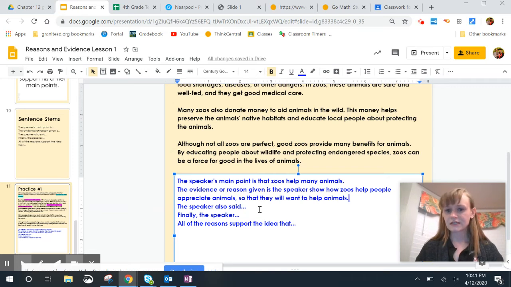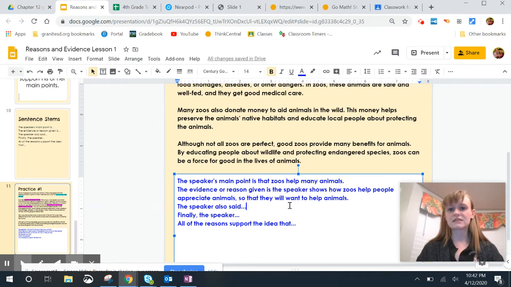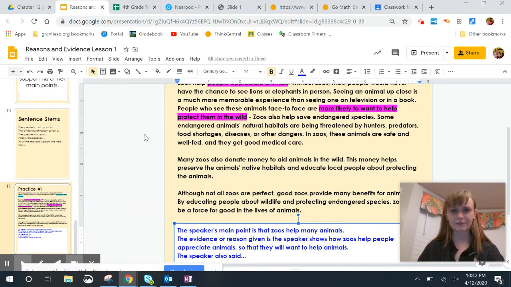The evidence or reason given is the speaker shows how zoo, see, this is why we go back and read our work so that we can find the missing letters or words that we missed. The evidence or reason given is the speaker shows how zoos help people appreciate animals so that they will want to help animals. Okay, I'm going to go back to the paragraph and keep reading.